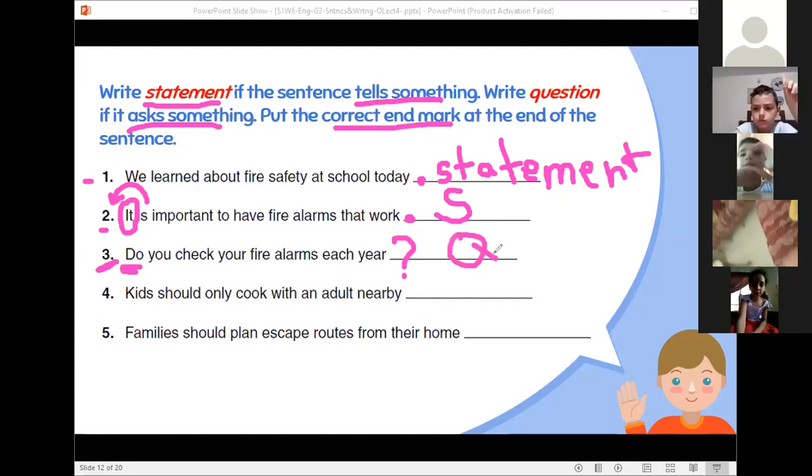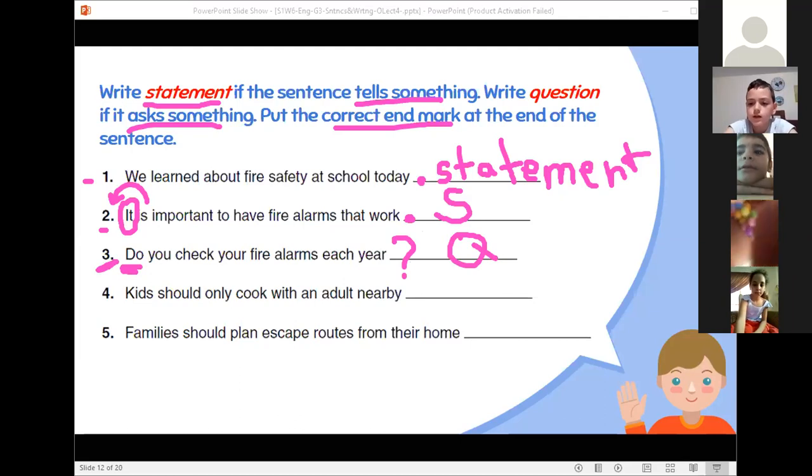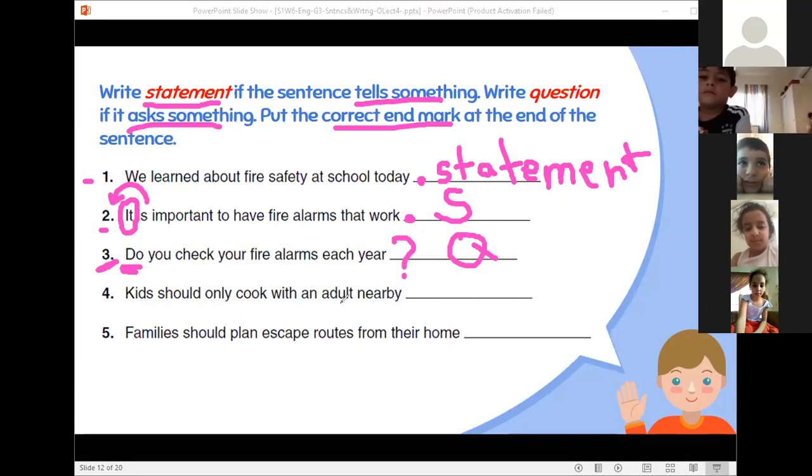Now I want Qasim. Yalla Qasim, number 4. Kids should only cook with an adult nearby. What is this one? So easy. I'm telling that kids should only cook. Number 5, Qasim.